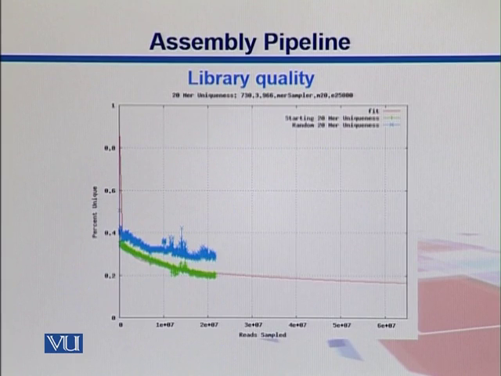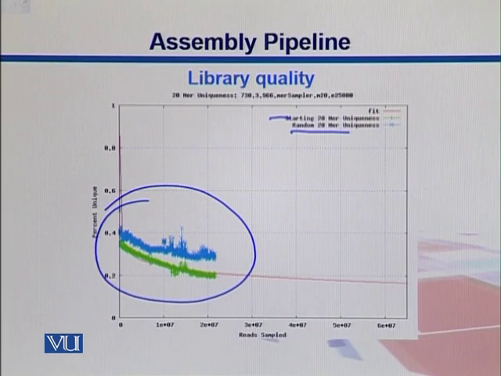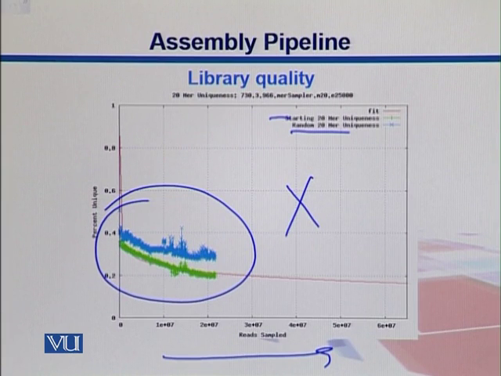Here we are actually looking at two different lines: starting 20-mers and random 20-mers. For both of them we see a different picture. In this example, the percentage of unique stays at 0.2 or 20%, even if we keep on increasing the number of reads sampled. It is not touching the line here as it did in the previous case. So that might not be appropriate data for an assembly project.